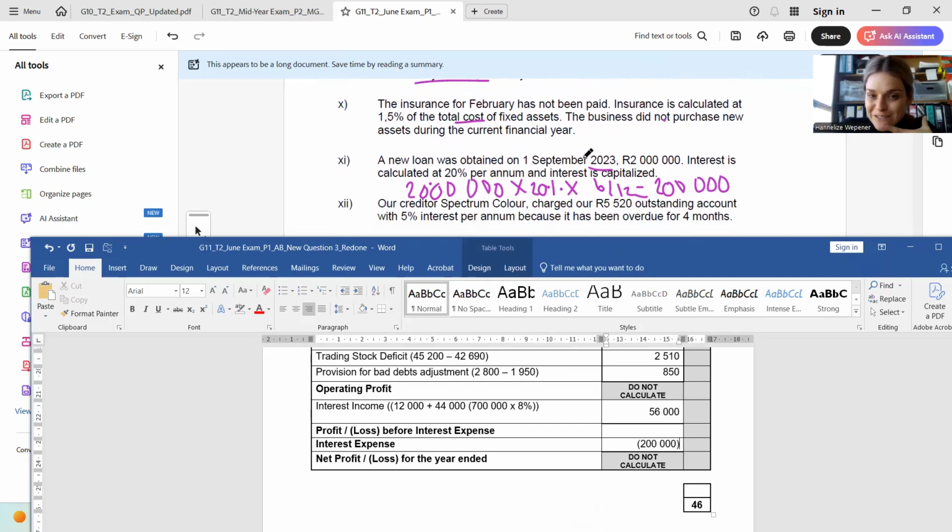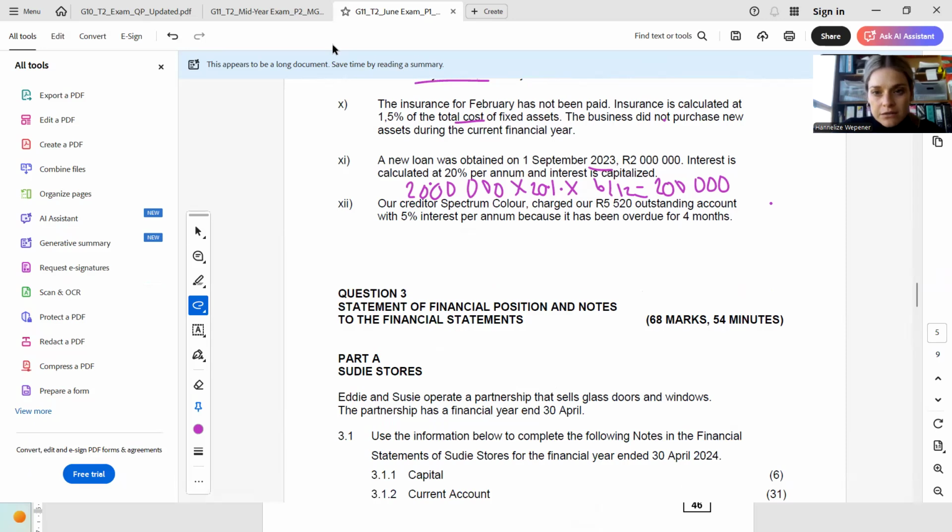And finally, the last one, our creditor charged us interest. And that's why I always say, show your calculations in brackets. And then when you are done, then only add your totals. Because here we go. Our creditor charged our 5,520 Rand outstanding account with 5% interest per annum because it has been overdue for 4 months. So we didn't only have this interest on loan, we also had interest on an overdue account.